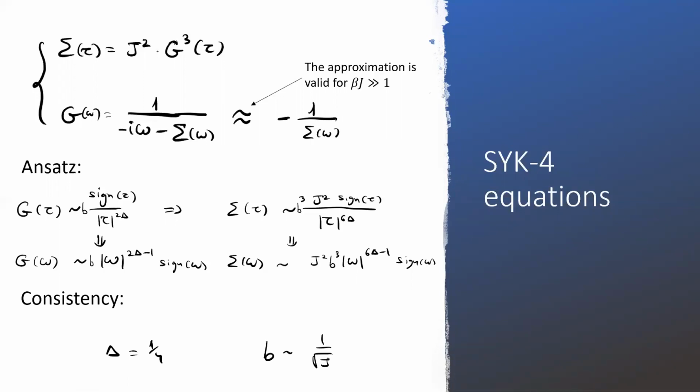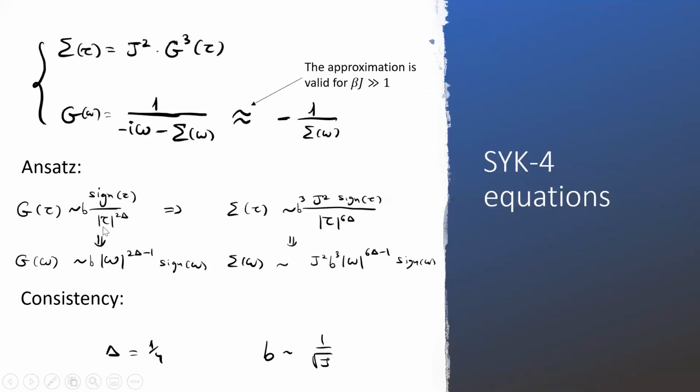Okay, and once we do that, the equations get a nice form. They are actually scale invariant, so we can rescale sigma and G and the solution will not change. This suggests that we have some conformal symmetry here, and the solution would be some power law. To solve these equations, we use an ansatz of a power law. The Green's function goes as 1 over tau to the power 2 delta. And from the first equation, the self-energy sigma is the third power of G, so it would go as 1 over tau to the power of 6 delta.